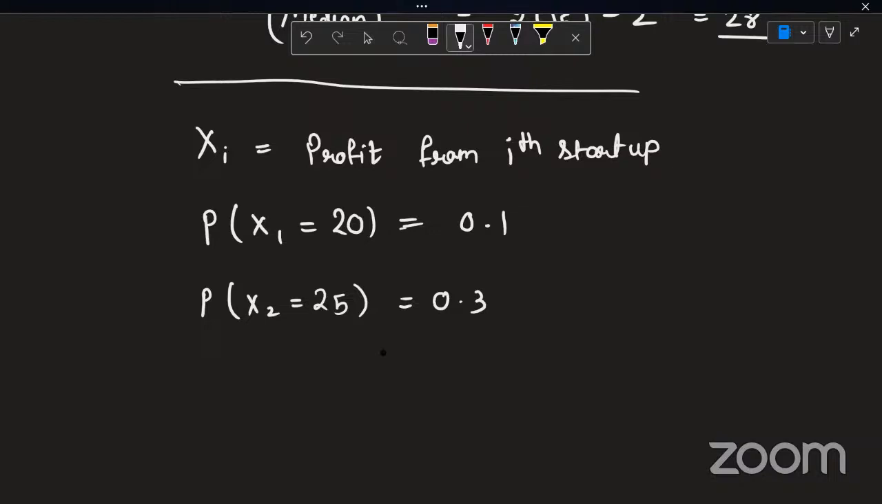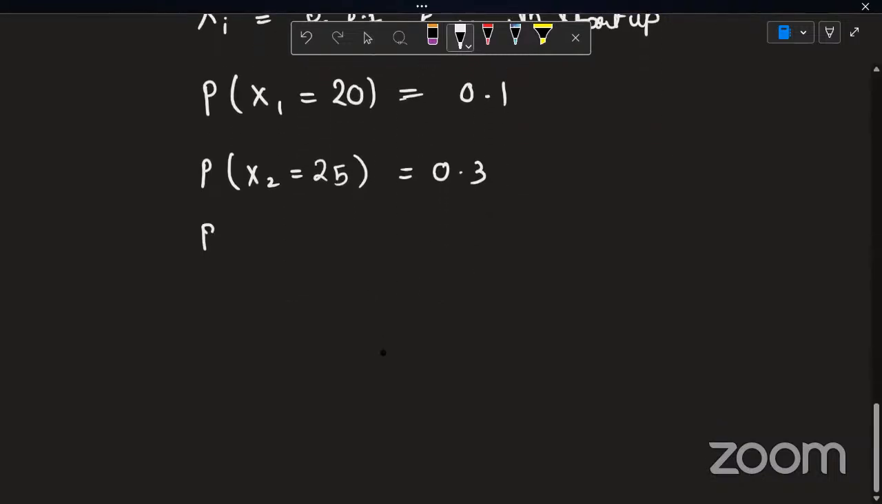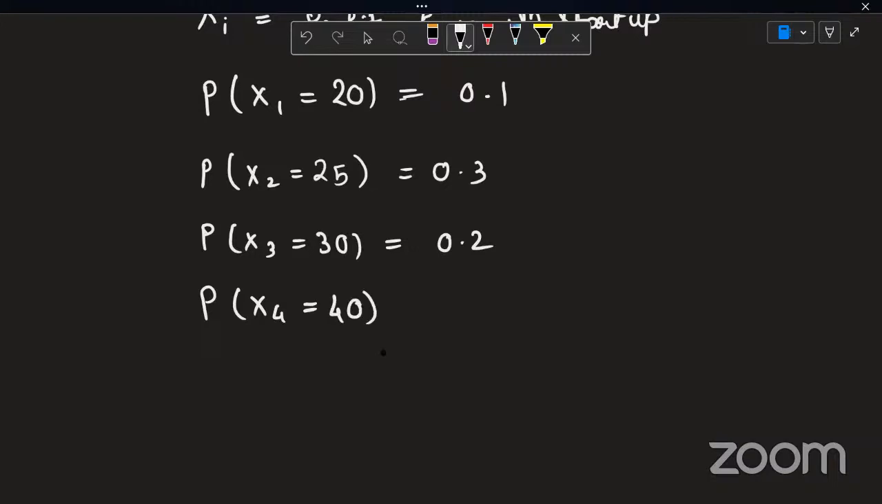Then the probability for the third startup, with a profit of 30, is 0.2. The probability for the fourth startup's profit is 0.1 again. So these are the probabilities of profit for the individual startups. What about the probability of loss? How will you denote it?